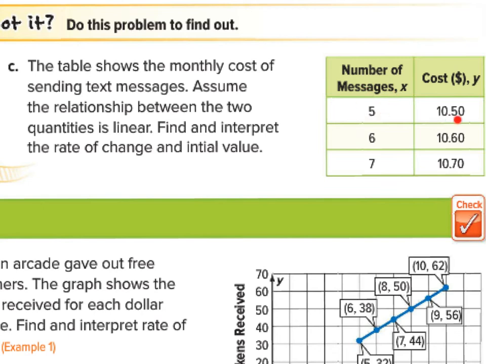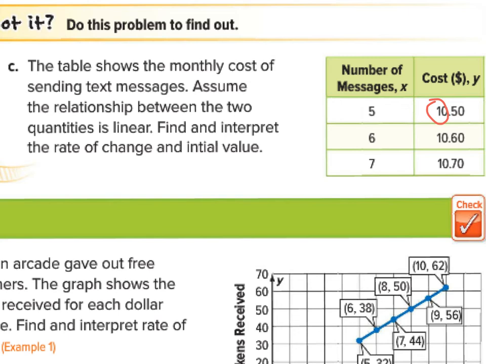5 messages is $10.50. 6 messages, which is only one more message, is $10.60. So it looks like it went up by 10 cents. 7 messages, $10.70. Another 10 cents. So we start at 5 messages. If each message is 10 cents, and we go back here by 5 messages, we're going to go back by 50 cents, right? Because each message is 10 cents. So 10 cents times 5 is 50 cents, so we take off those 50. So it looks like I can already figure that my B is going to be $10, my y-intercept.